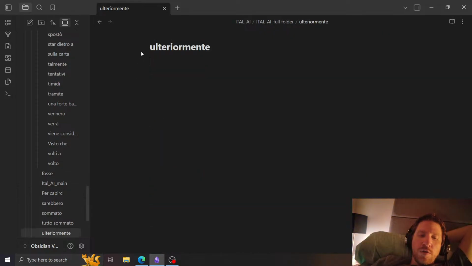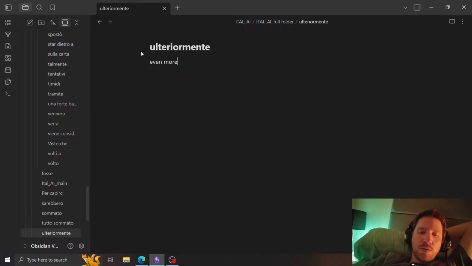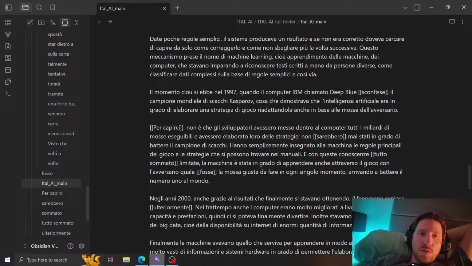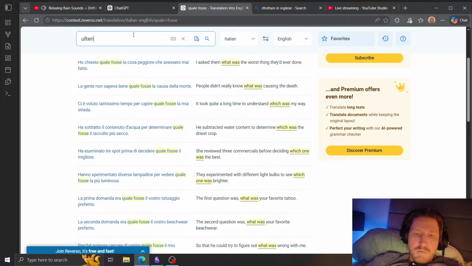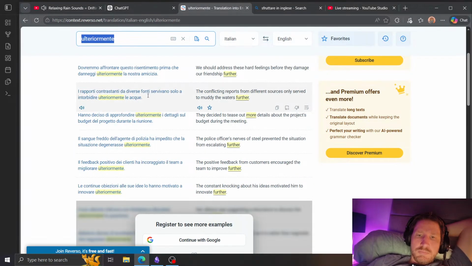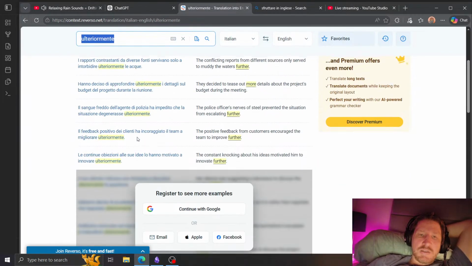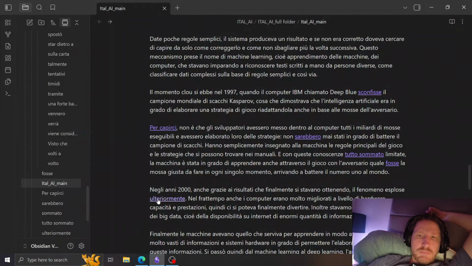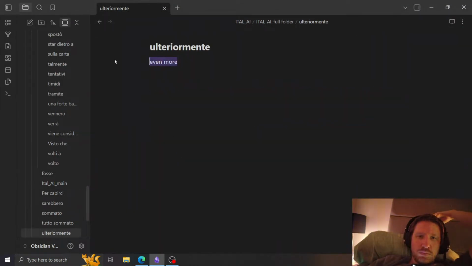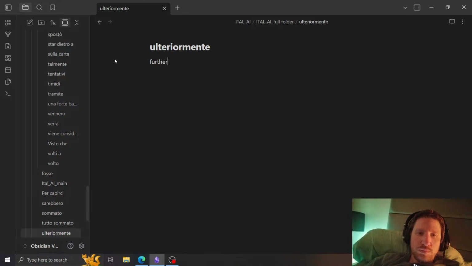Come even more, no? Yes, exactly. Ulteriormente is like saying even more or further, so it intensifies that growth or explosion of the phenomenon. Or further, I guess, is the best. Yeah, exactly. So further really fits best here. It keeps that sense of continued or amplified growth.